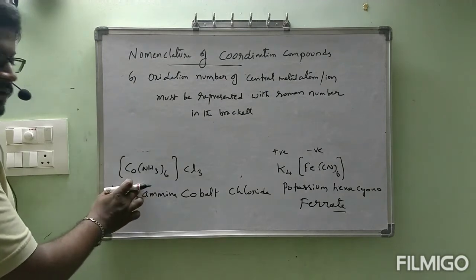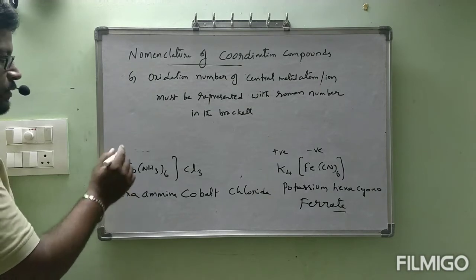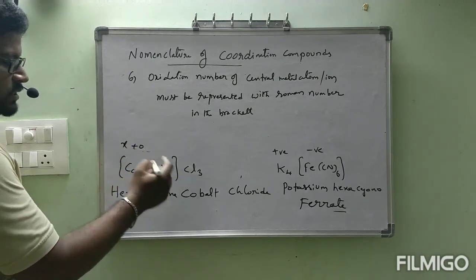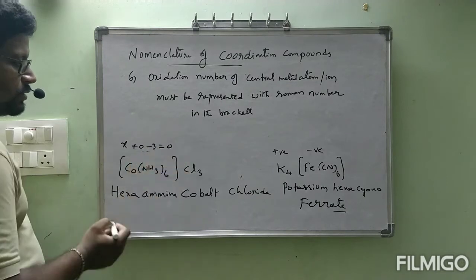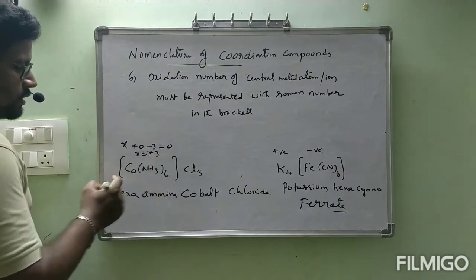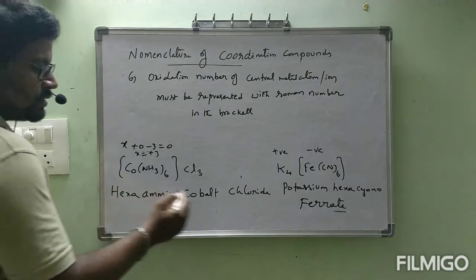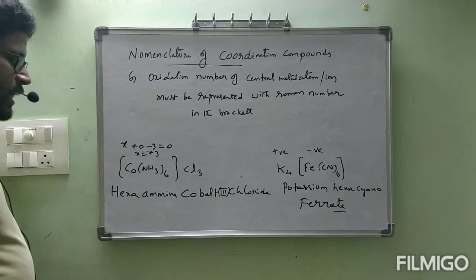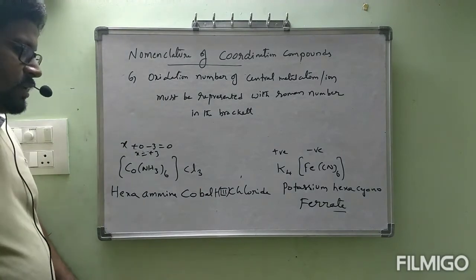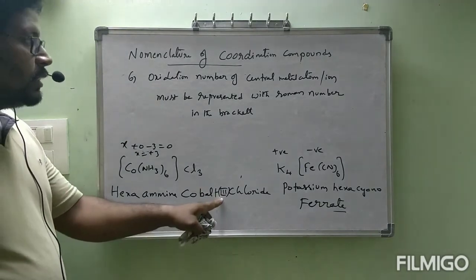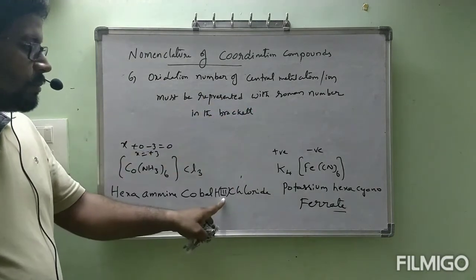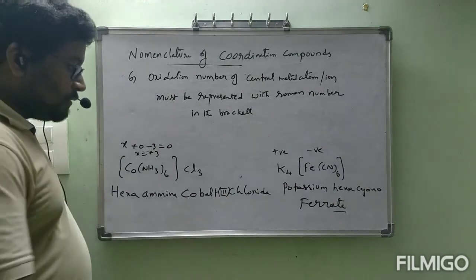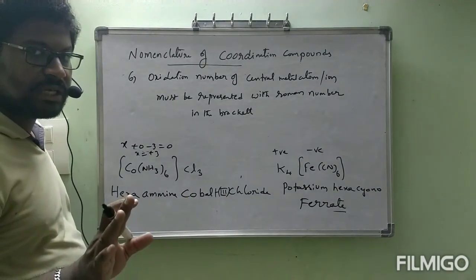Suppose here if you take the oxidation number of cobalt, we don't know, x, this is 0, this is 3 into minus 1, minus 3, total is equal to 0, x is equal to plus 3. So cobalt oxidation number is plus 3, so I am writing with Roman number 3. Hexaamminecobalt(III) chloride, with Roman number cobalt 3 chloride. Okay, next, for central metal atom only we have to show that oxidation number.